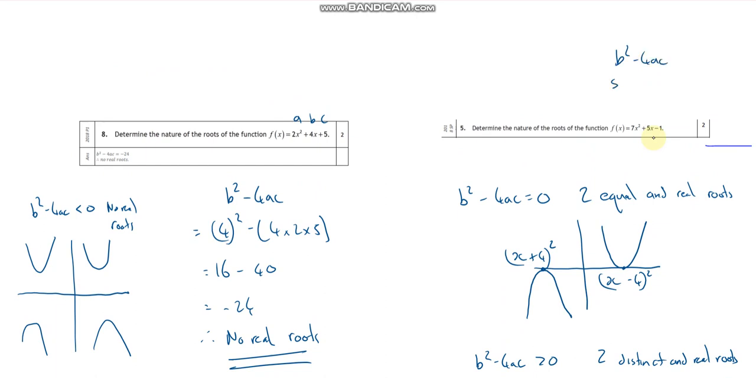Substitute in, so that's 5 squared. Take away 4 times 7 times negative 1. And see the negative here, this is going to come out as a positive, isn't it? Yeah, so plus 28. That's coming out as 53. So then you say, therefore, 2 real and distinct roots. Obviously, write it neater than me.